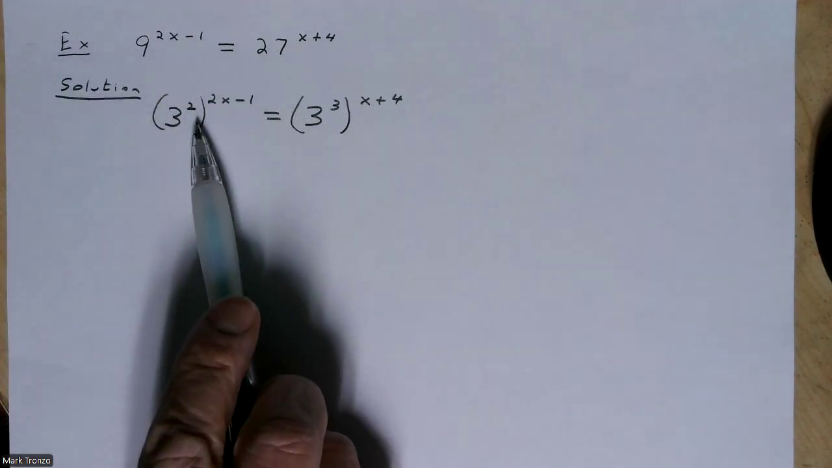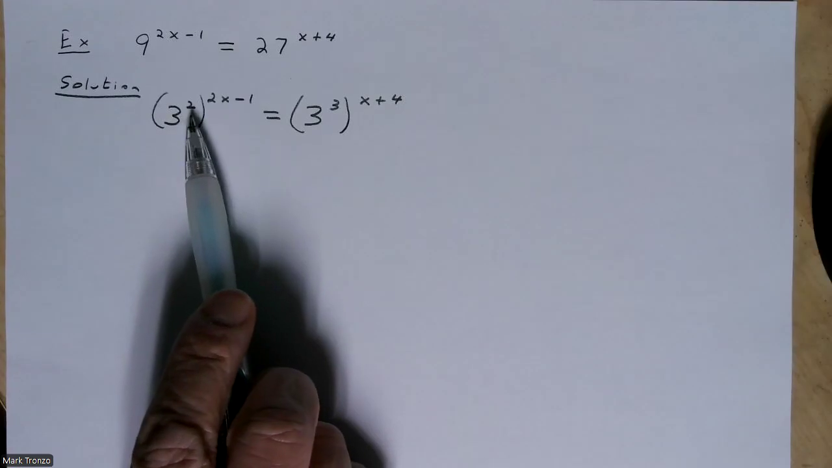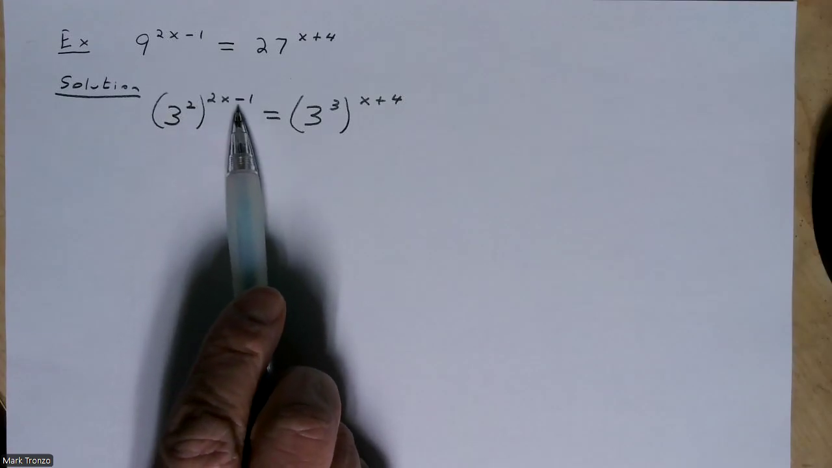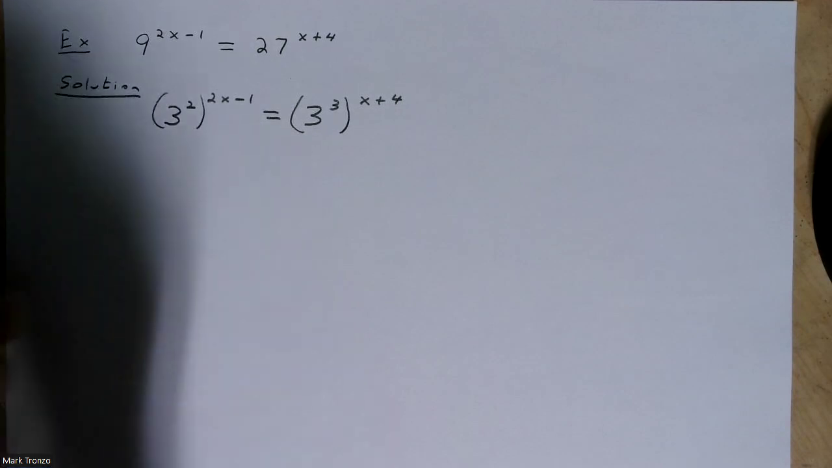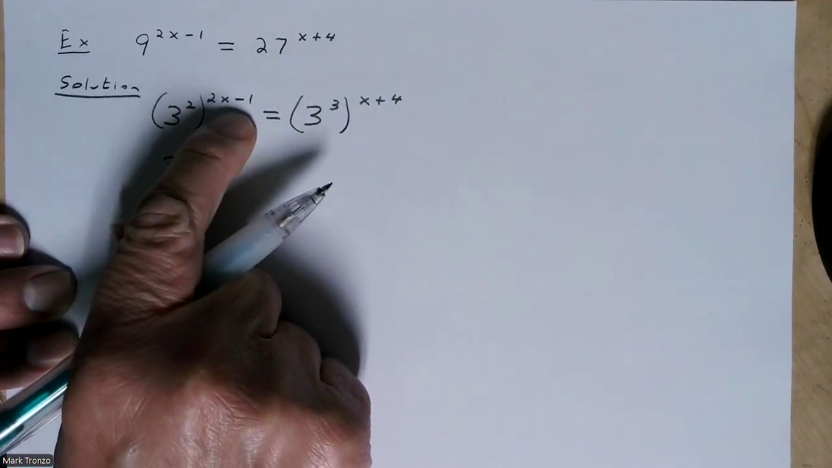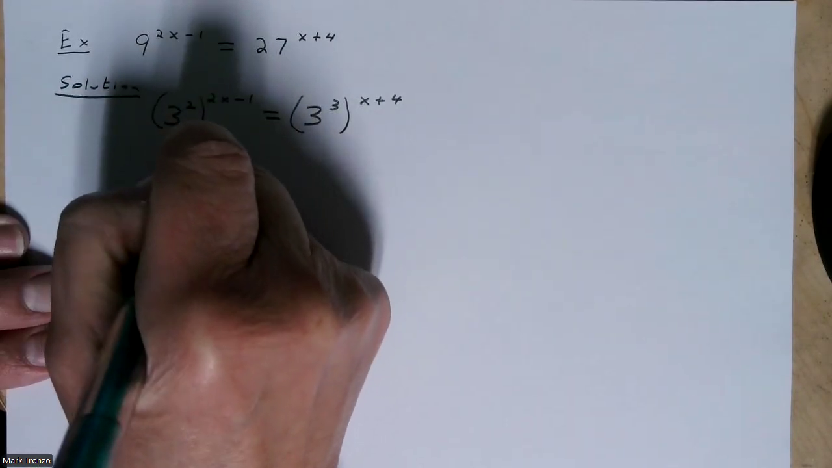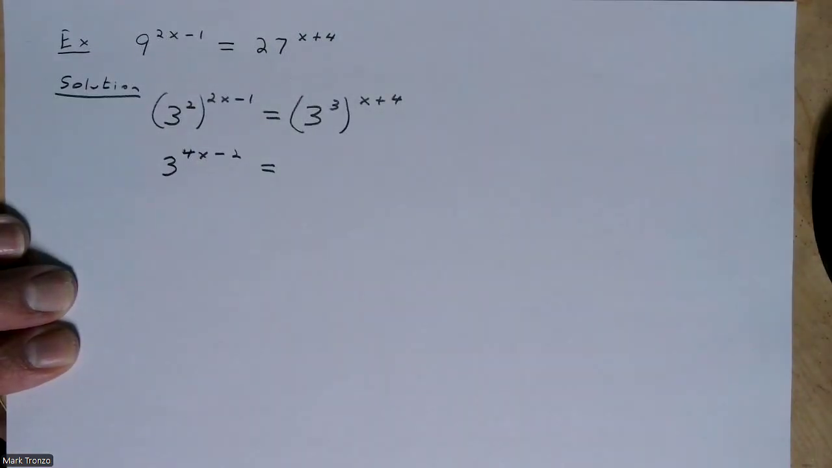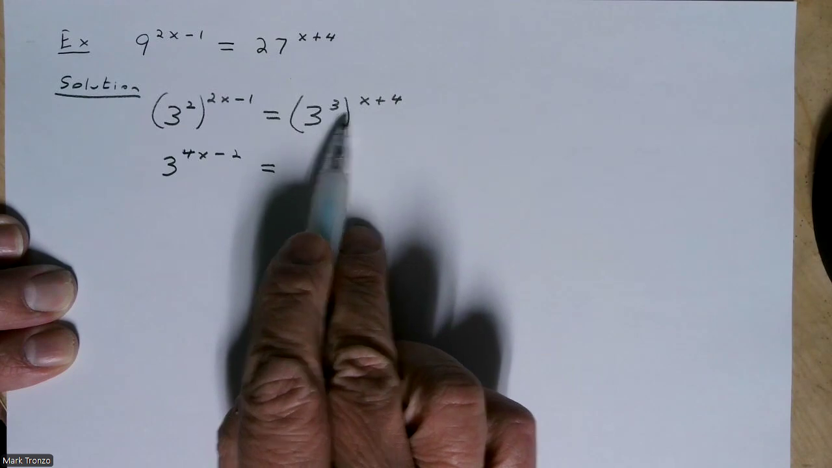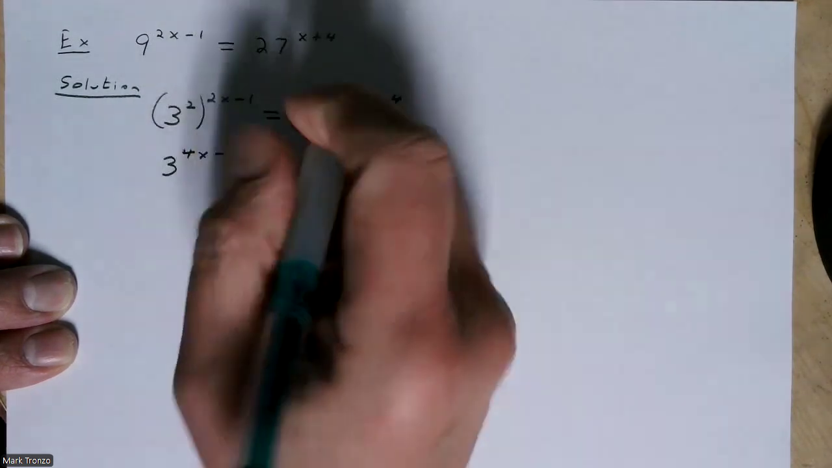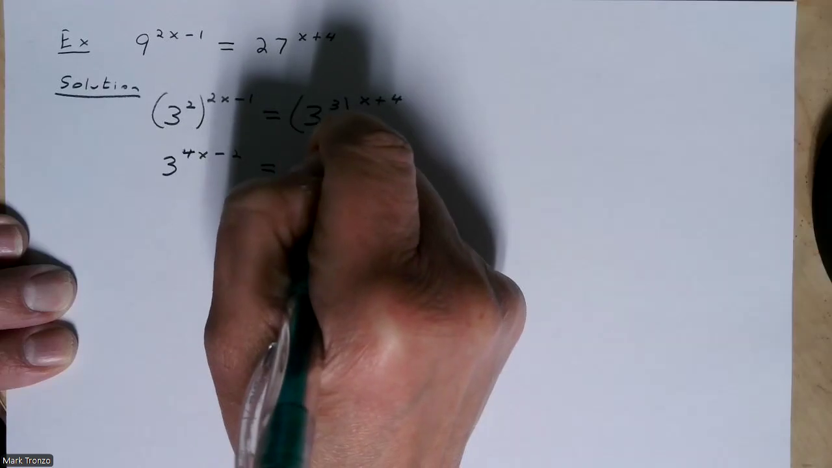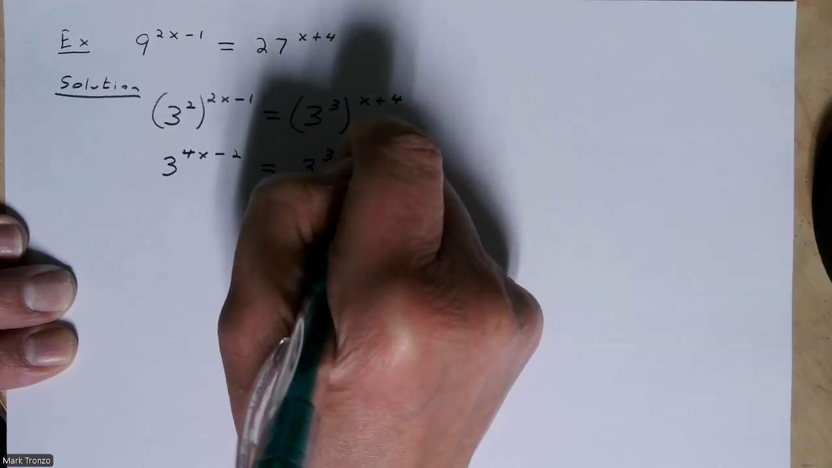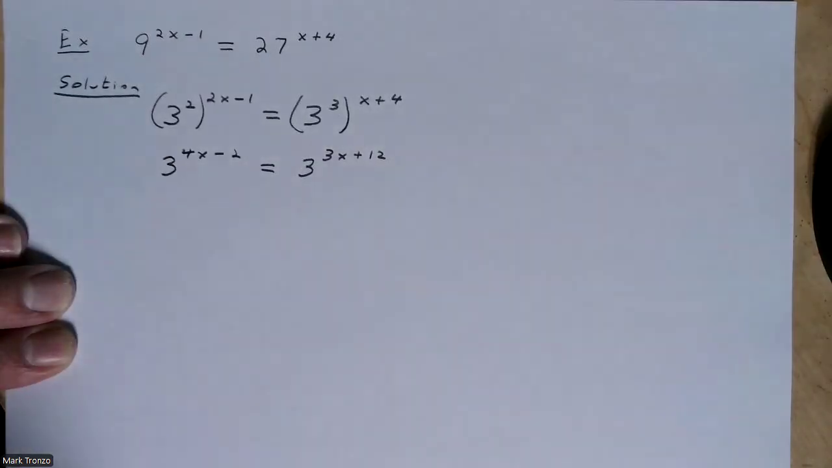Now, let's go ahead and simplify the exponents. Remember, if you have a power of an exponent to another exponential power, you multiply the exponents, don't you? So this is going to be 2 times 2x minus 1. That's going to be 4x minus 2. Then over on the right-hand side, we're going to have 3 times x plus 4, like this.